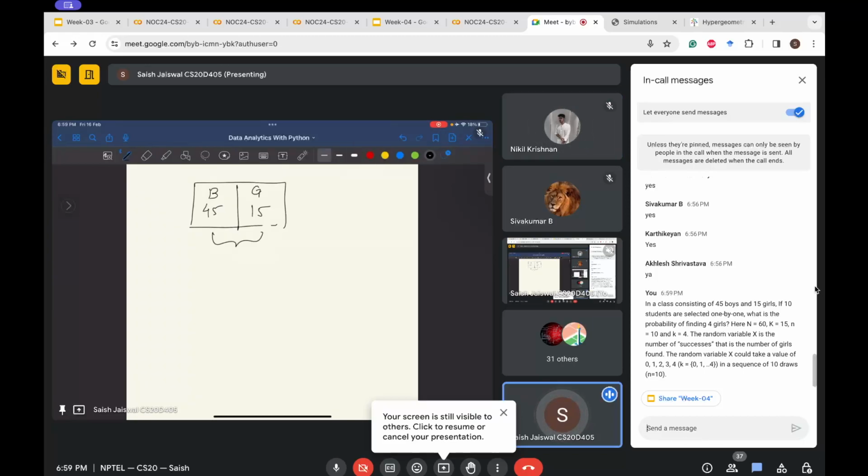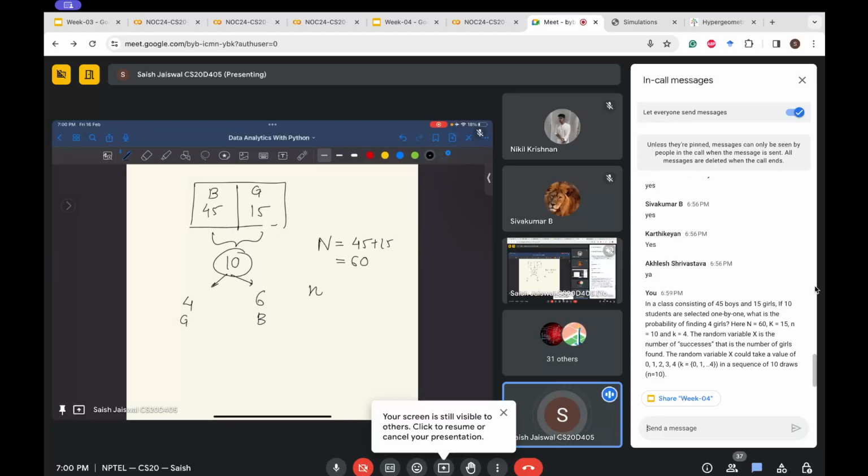So the question says there is a class in which there are 45 boys and 15 girls. Out of this, 10 people are selected. What is the probability that in these 10 people, 4 are girls? Which means the rest are boys. Is the problem clear now? So capital N is the total number of people, which is 45 plus 15, which is 60.